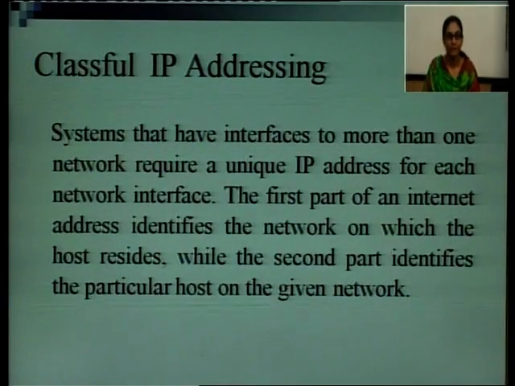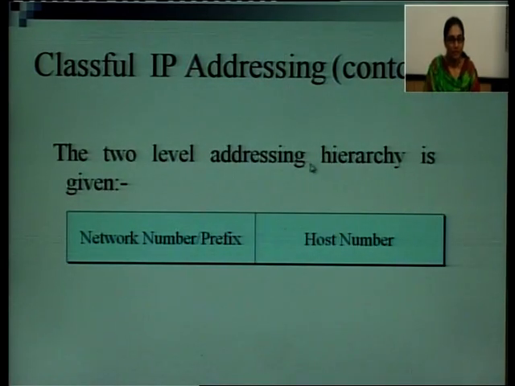Now classful IP addressing. Systems that have interfaces to more than one network require a unique IP address for each network interface. There are two hierarchical levels of addressing. The first part of the internet address identifies the network on which the particular host is present, while the second part identifies the particular host on that given network. So the two-level addressing hierarchy is represented by two parts. The first part is the network number, which gives the network ID on which the host is present, and the second is the host number, which defines the particular host on that network.